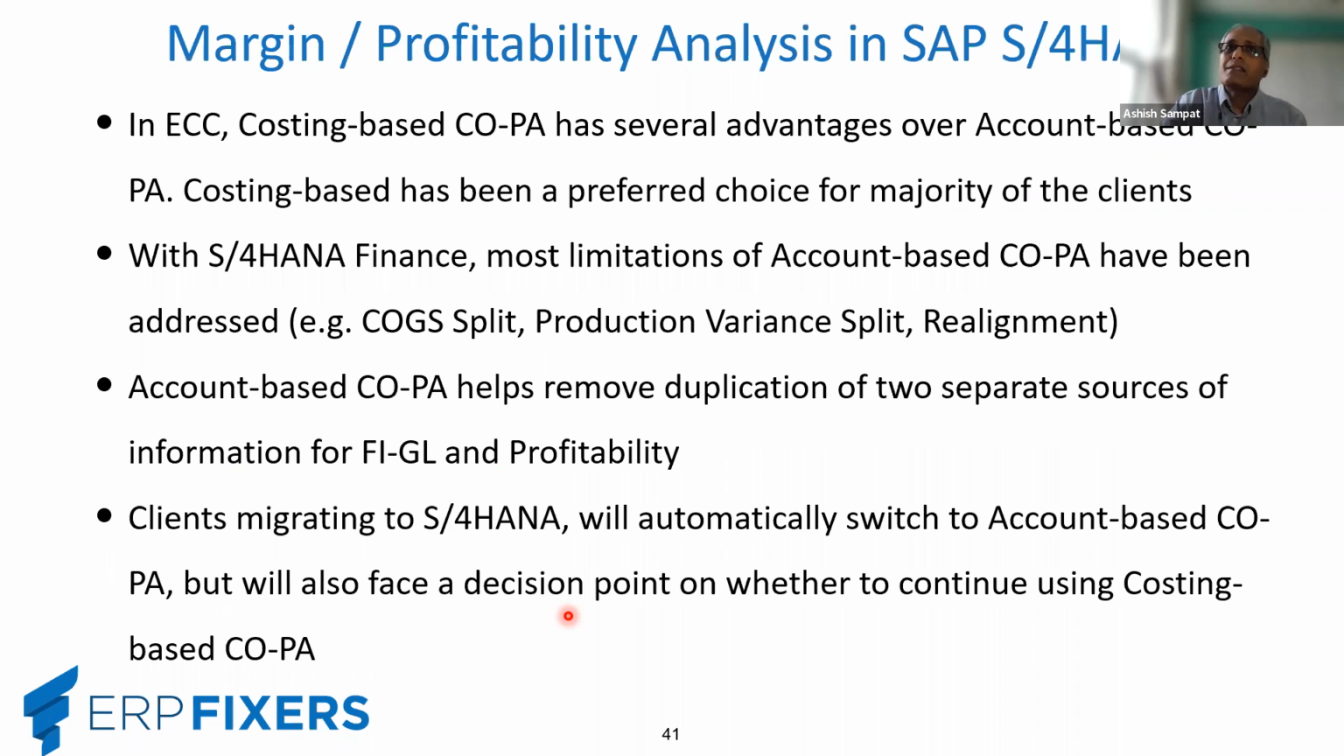So what has happened is in ECC, costing-based COPA had many advantages over account-based, but with S4 HANA, most of those limitations of account-based have been overtaken or addressed. As an example, COG split, the one that we saw just now, same with production variance split. Both these information are available in financial accounting. Another one is realignment. It used to work only for costing-based COPA. Now realignment is available even in account-based COPA under S4 HANA.